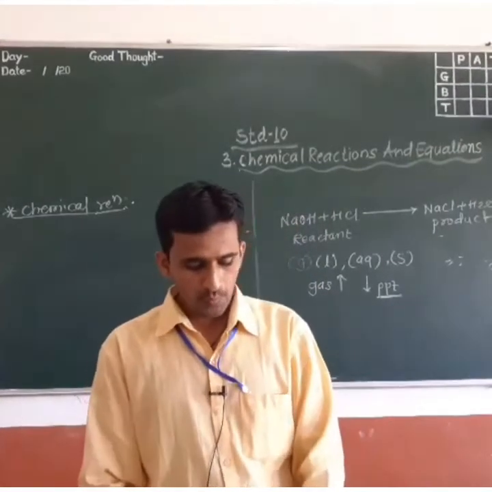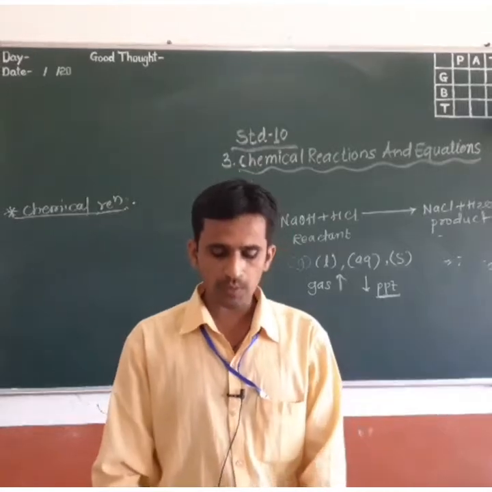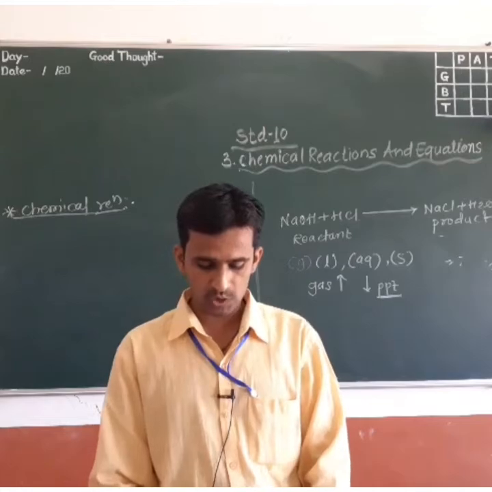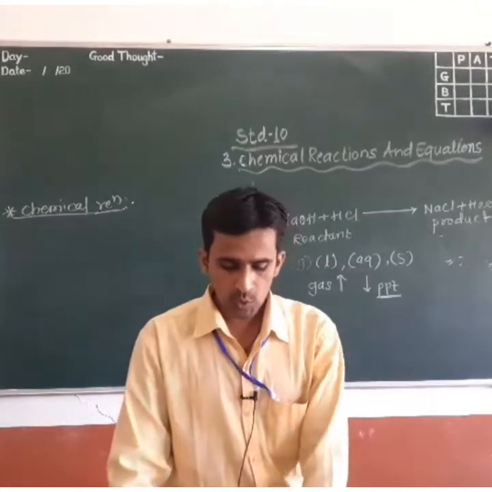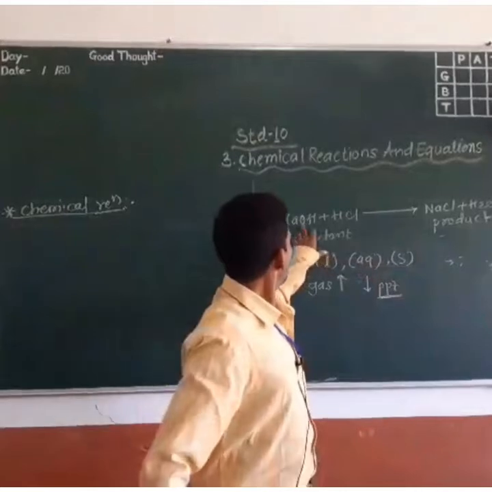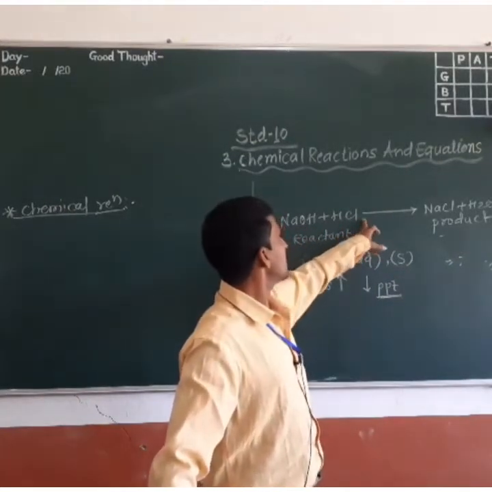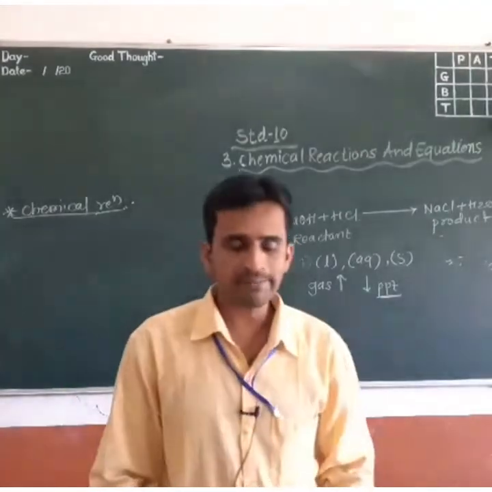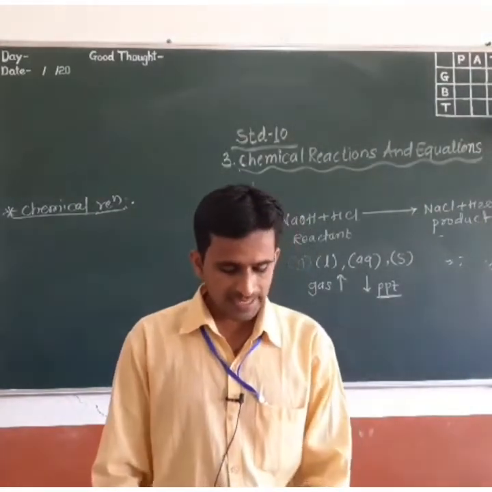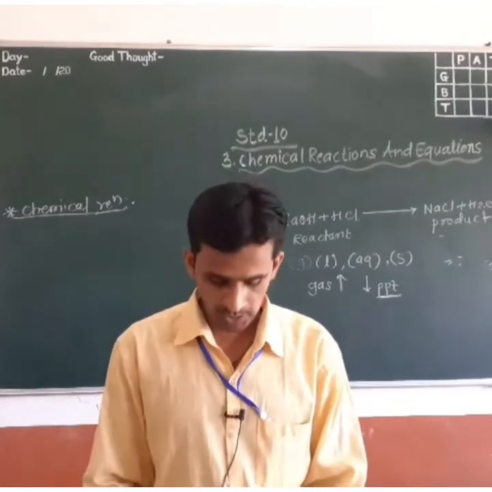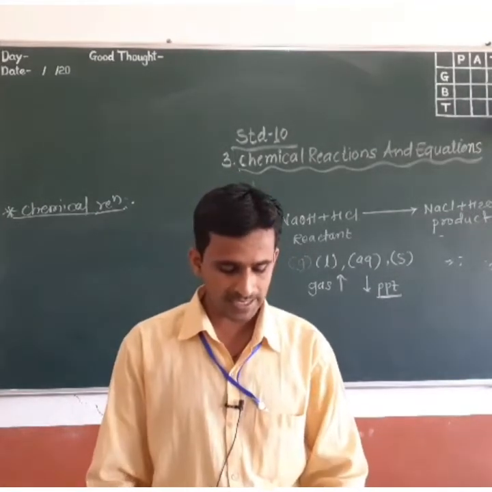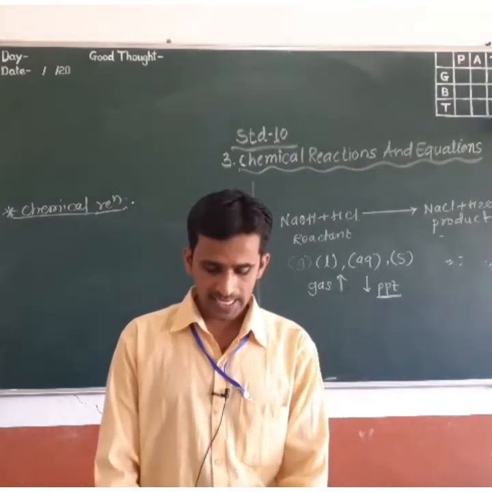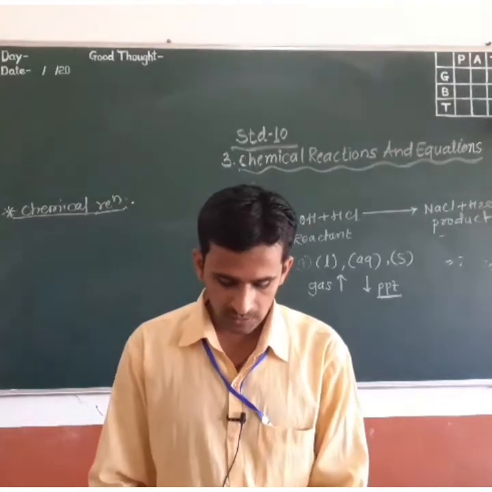When the reactants and products are in the form of a solution in water, they are said to be present in an aqueous solution. Here NaOH is aqueous, HCl is a liquid, NaCl is a solid and H2O is a liquid. This state is indicated by putting the letters aq in brackets after the formula.